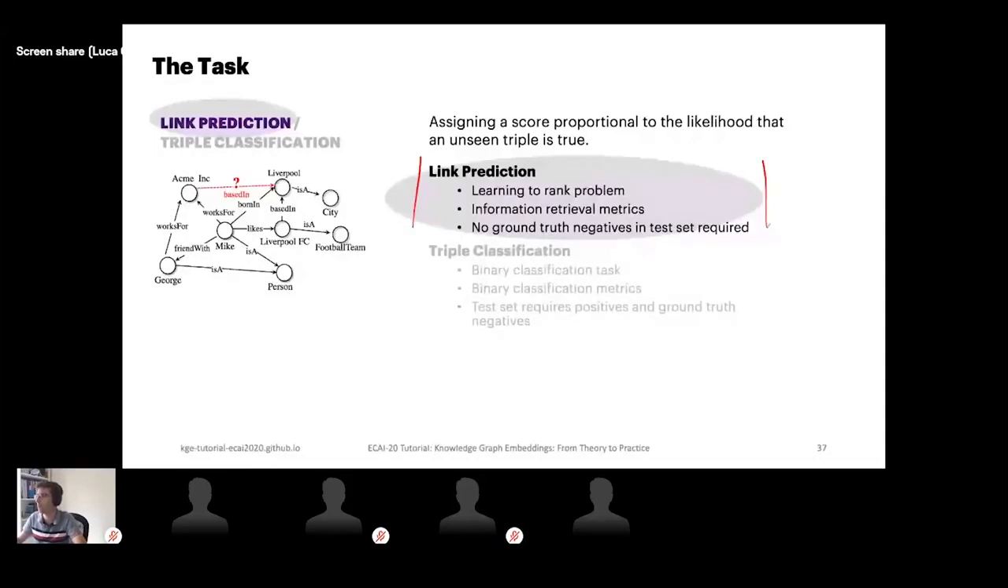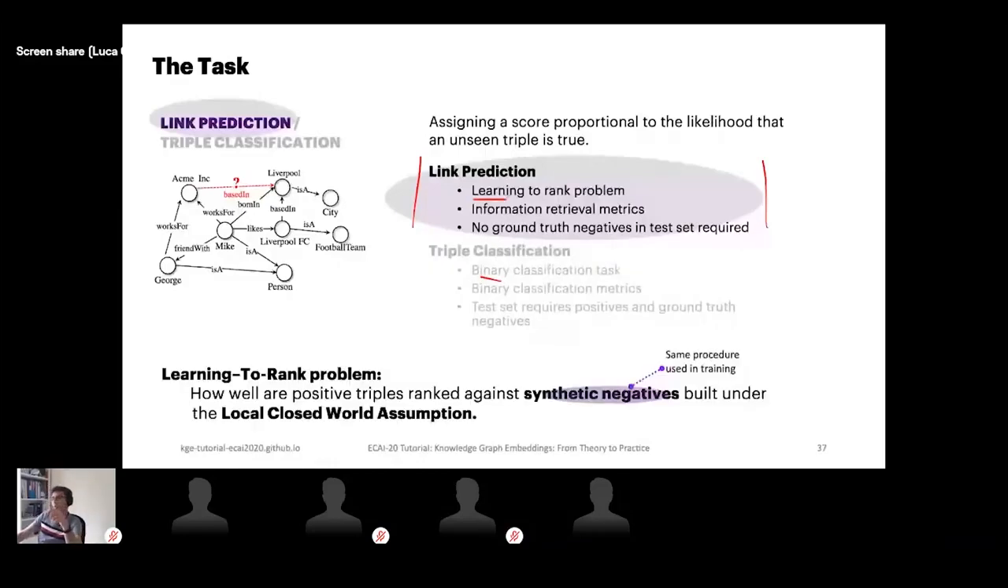So let's not talk about binary classification. Let's talk about the problem of assigning a score proportional to the likelihood that a novel triple is true or false by casting it to a learning to rank problem, right? So what does it mean? It means that we're gonna see how well each positive triple in a test set ranks against some synthetic negatives. Again, you find the synthetic negatives again. It's the same. We're gonna use the same procedure that we use during training to generate them.